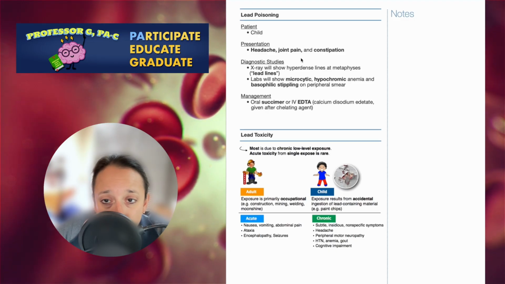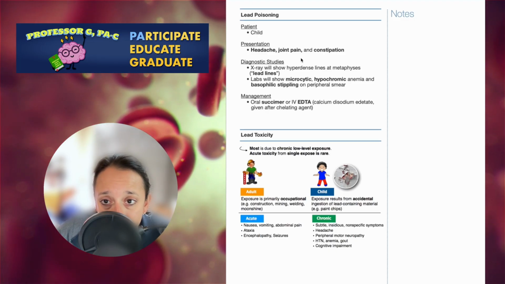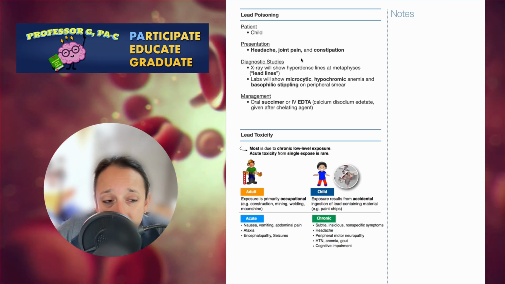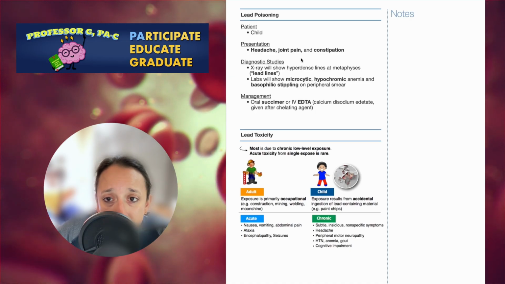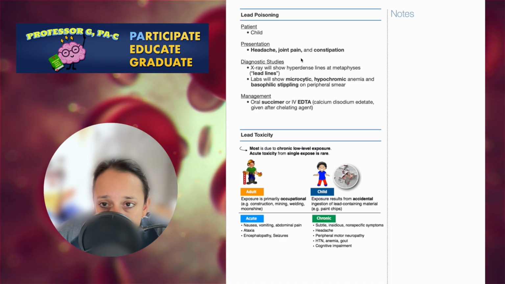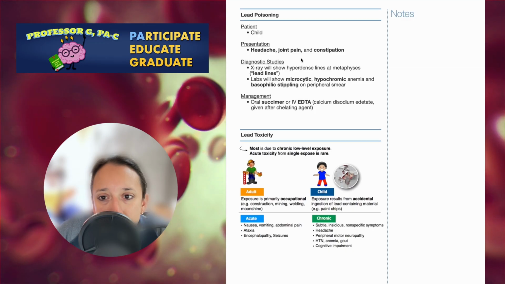So next up, we're going to talk really briefly about lead poisoning anemia. So lead poisoning anemia is a microcytic anemia because it really interferes with heme synthesis.